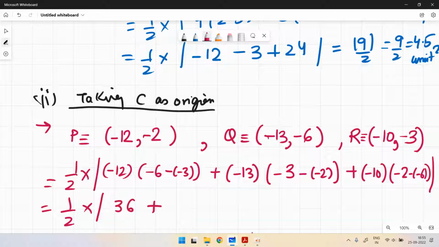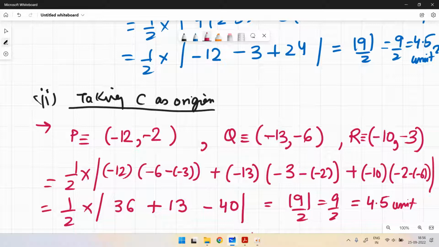Now this will be minus 3 minus minus 2, plus 2, minus 3 plus 2 is minus 1, minus 1 into minus 13 is plus 13, and minus 2 plus 6 is 4, times minus 10 is minus 40. So 36 minus 40 is minus 4, and 13 minus 4 is 9. So this will be mod 9 by 2, which is nothing but 4.5 unit square.